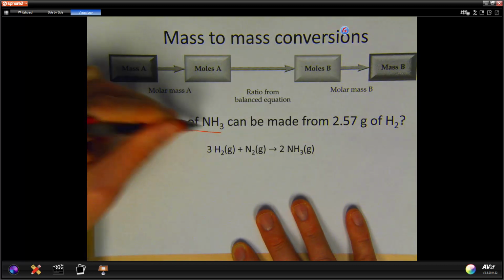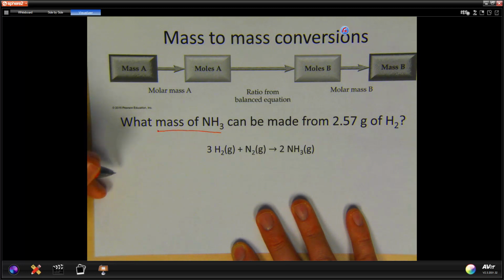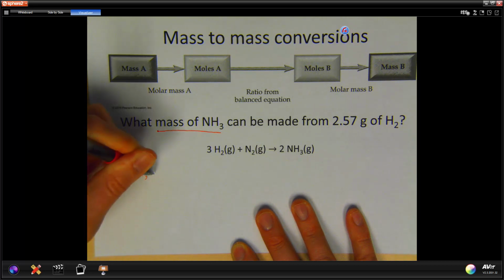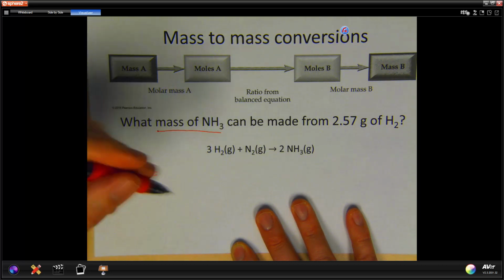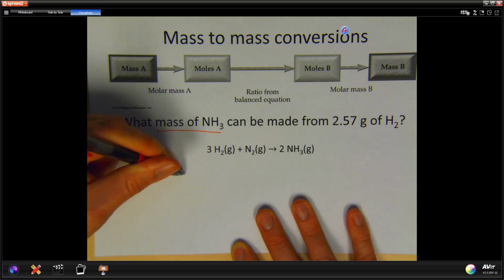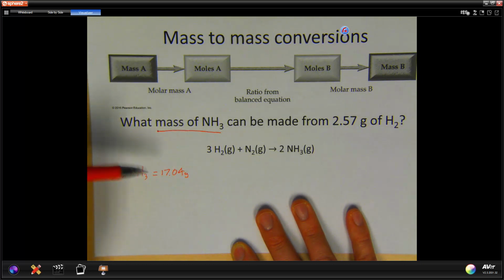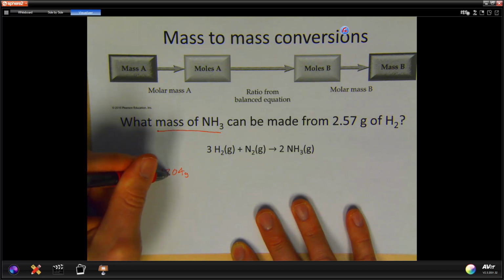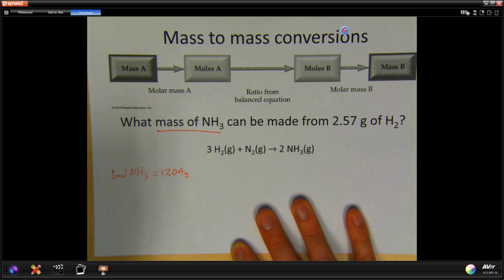If we need to know the mass of NH3, one thing we might want to know is the molar mass. So we can say 1 mole of NH3 is equal to how many grams? If you do the math there, it's 17.04 grams. So this number is from the periodic table. That's something I'm pretty sure you can all do. If you're not sure, go ahead and pause the video. Check that on your periodic table. So this is the molar mass of NH3.